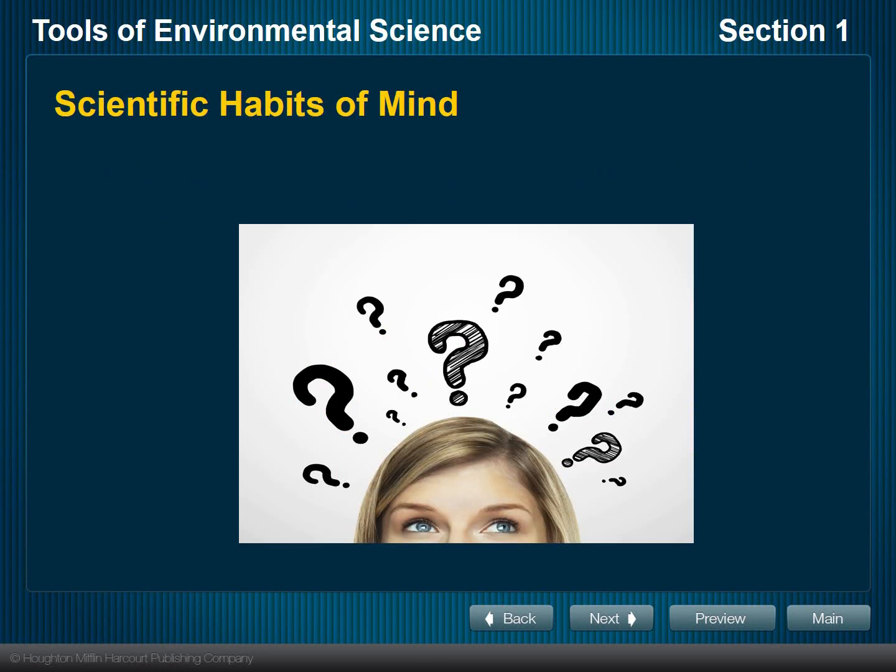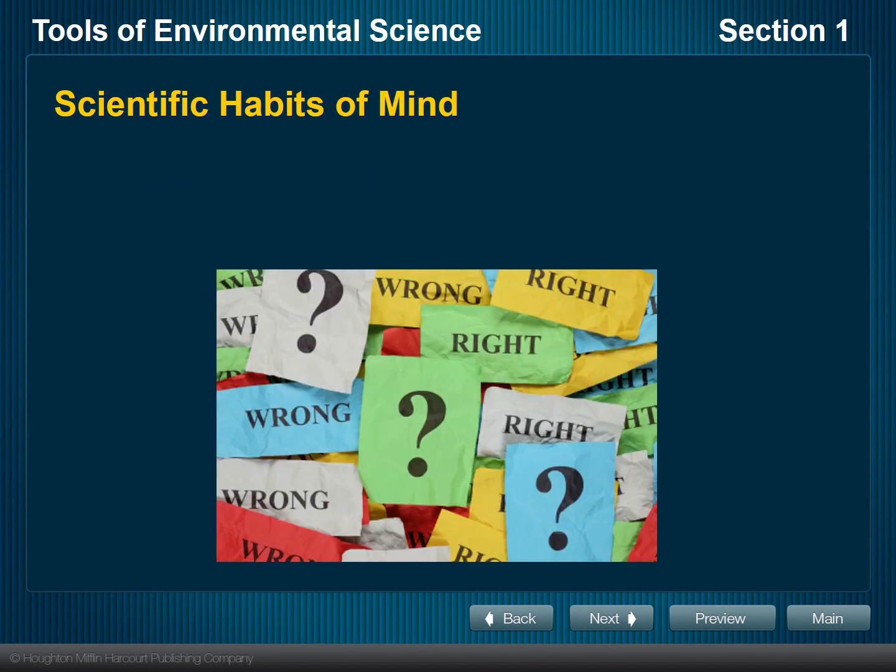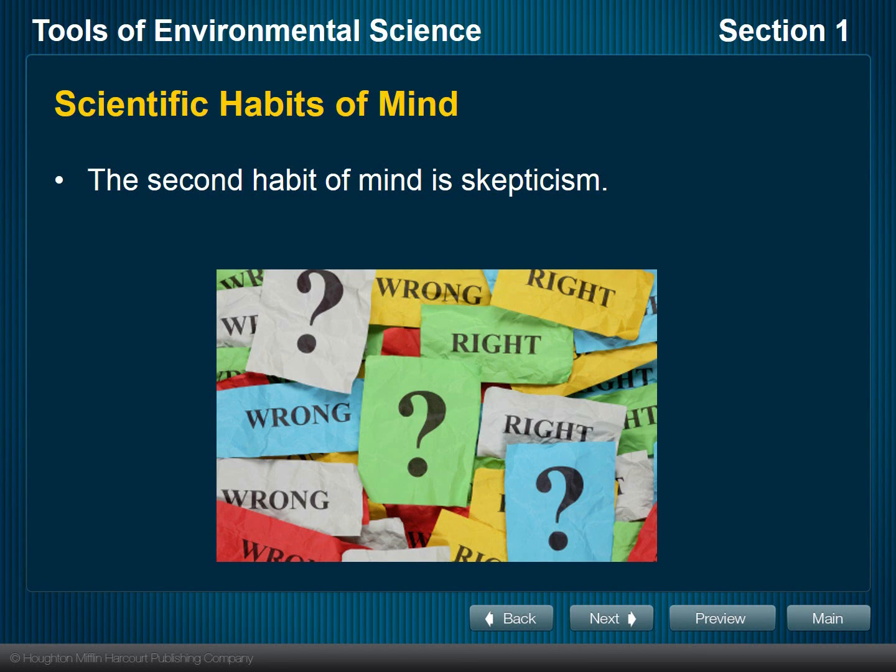Good scientists tend to share several key habits of mind, or ways of approaching and thinking about things. The first habit of mind is curiosity. Good scientists are endlessly curious, which drives them to observe and experiment. The second habit of mind is skepticism. This means that good scientists don't believe everything they are told. It must be tested and proven.